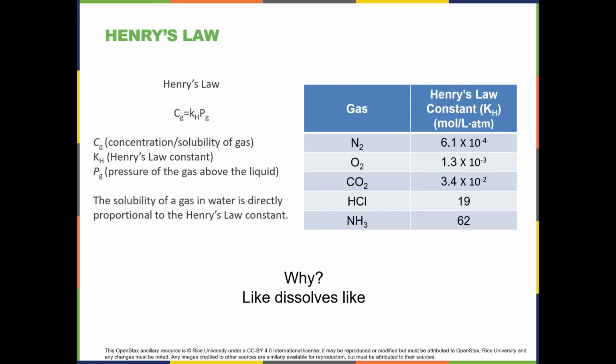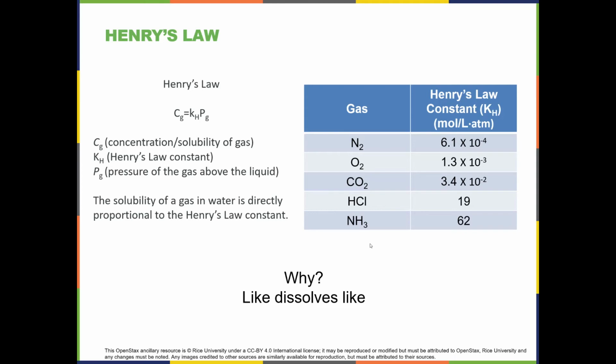And if we look at nitrogen, so I'm going to pick two extremes, it's 6.1 times 10 to the minus 4, which means that since this is a small number, the solubility of nitrogen is relatively low, assuming the pressure is the same. And if we look at ammonia, it's 62, which is way higher, okay? I don't know how many orders of magnitude, 6 orders of magnitude, higher than the N2.